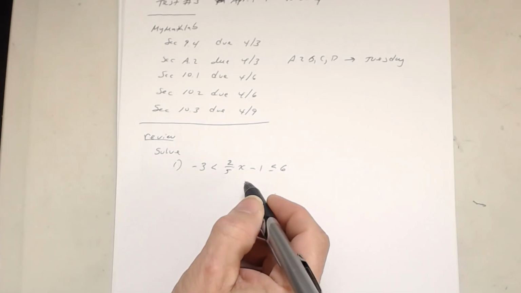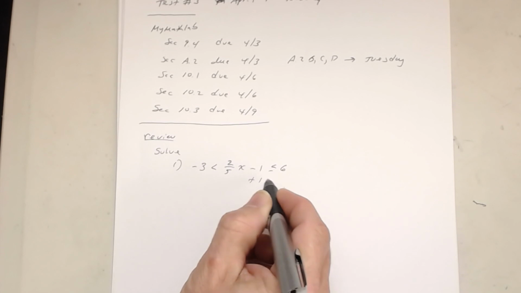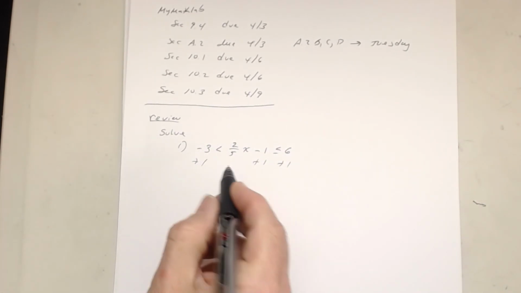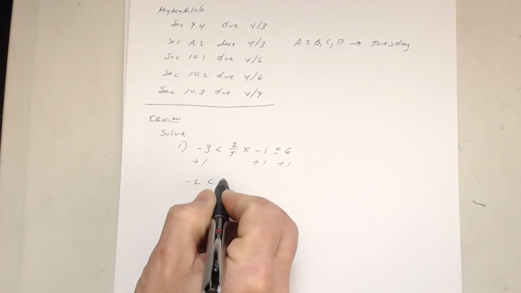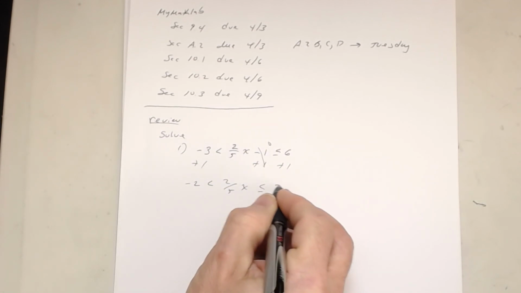You would do what first? Add 1 to all parts. Then you combine like terms. What's negative 3 plus 1? It's less than 2/5 x. This is 0. It's less than or equal to 7.